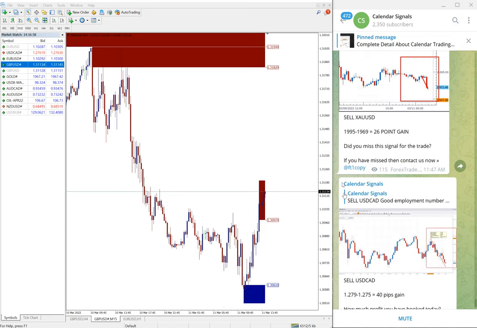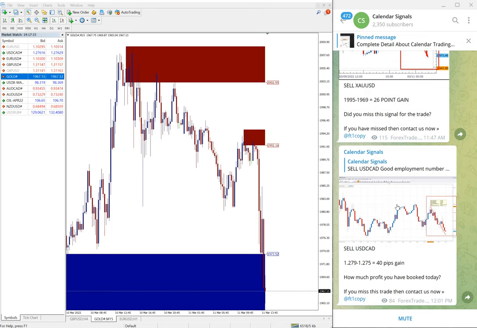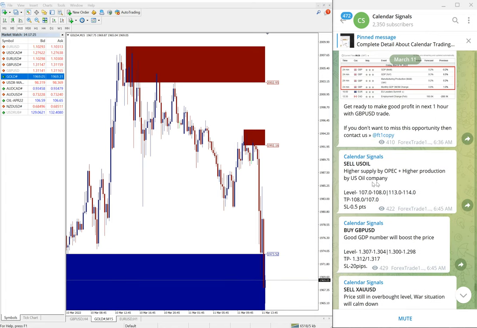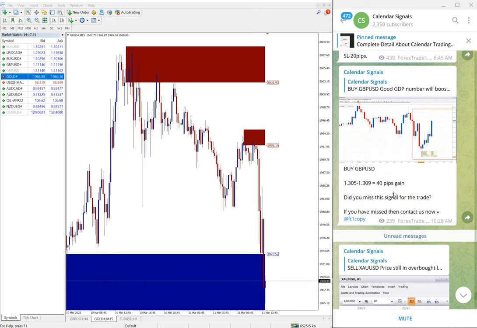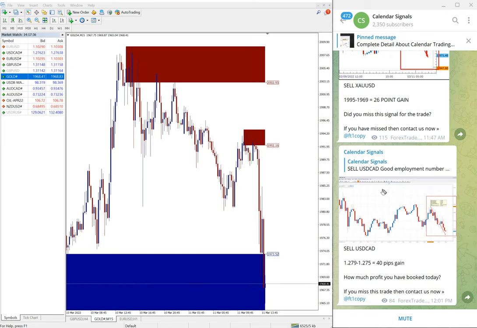The phenomenal profit is on gold. If you see the gold chart here, it is making new lows continuously and is still in a clear downtrend. GBPUSD 60 pips, and the USDCAD sell signal 40 pips. So these three signals performed, and oil is yet to perform. Once it does, we will update the status in our channel. As of now, out of four signals, three have already performed and made very good gains.